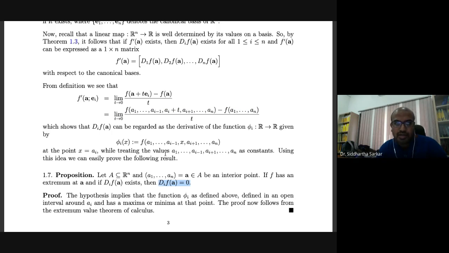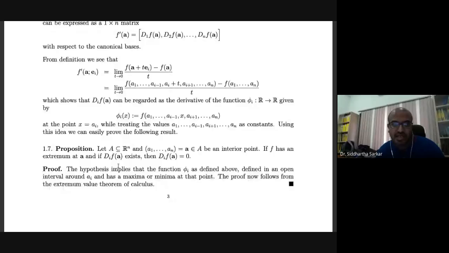Okay, so again, I should ask a question: can I get some kind of converse of this? Unfortunately, again, the answer is no. Even if you guarantee that DiFa exists and vanishes, that doesn't guarantee that f has an extremum at this particular point. This can be seen with some kind of function over here.